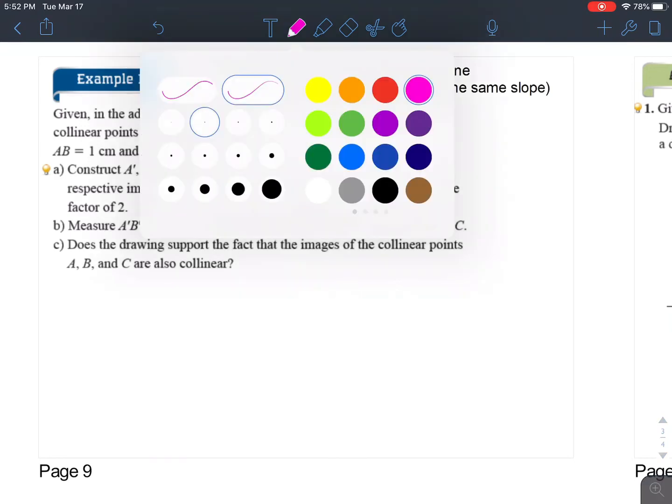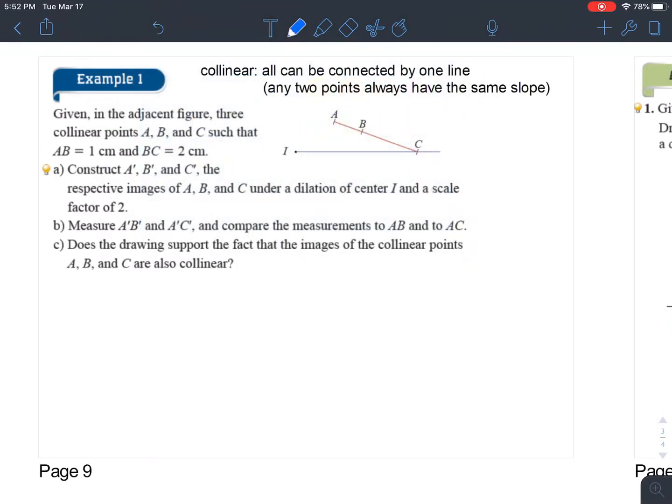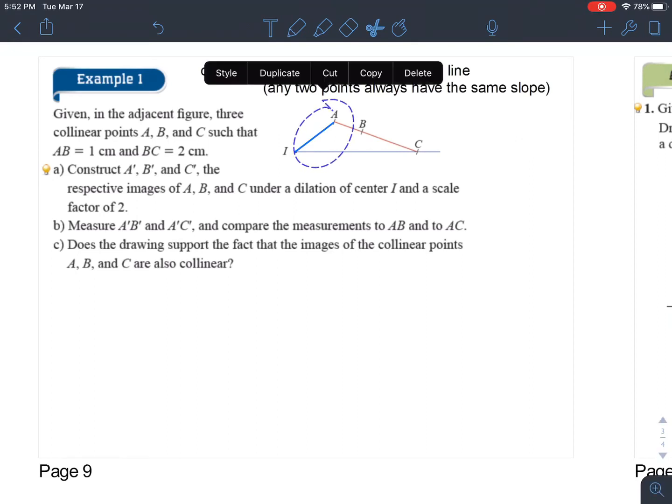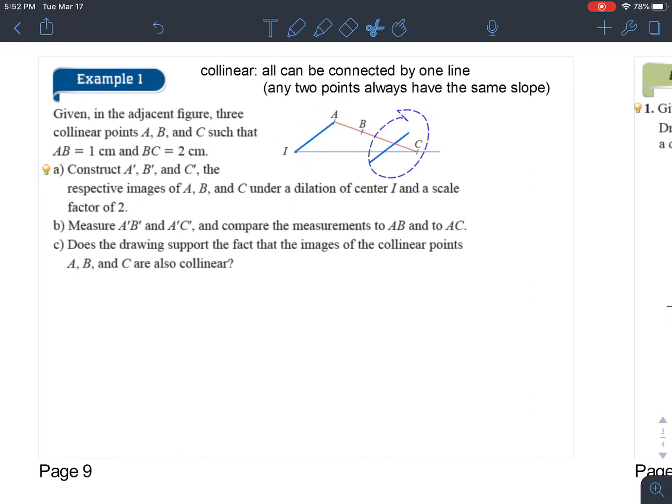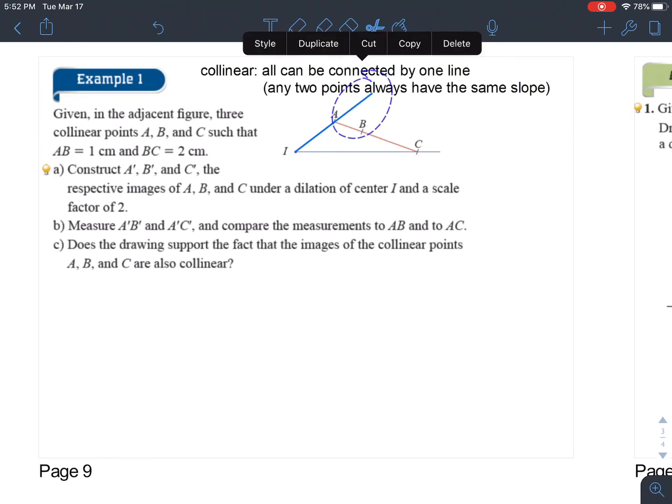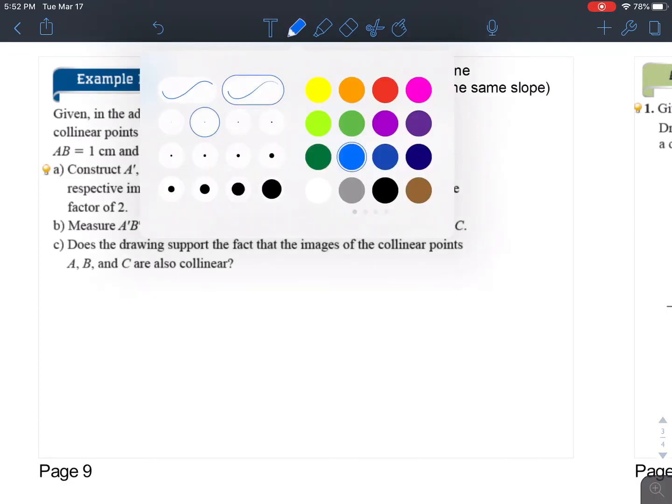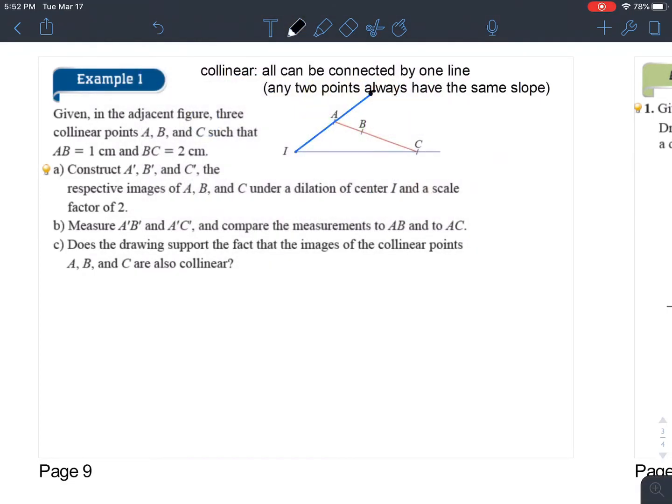So since I'm doing this on my iPad, I can cheat a little bit. I can go ahead and draw in a line segment that connects I to A. Because if we have that length, the image is supposed to be twice as far from I. So I can go ahead and draw it right there, and that gives me where the image is located.